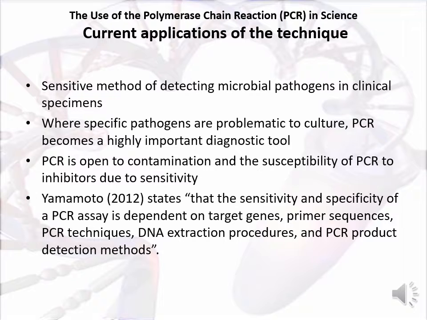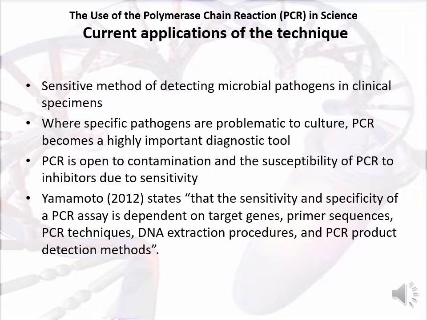Applications of the polymerase chain reaction. Polymerase chain reaction is such a sensitive method of detecting microbial pathogens in clinical specimens. Due to the sensitivity, polymerase chain reaction is able to detect the smallest of changes. Where specific pathogens are problematic to culture, either due to long periods of time required, or they are difficult to culture in vitro, polymerase chain reaction becomes a highly important diagnostic tool.